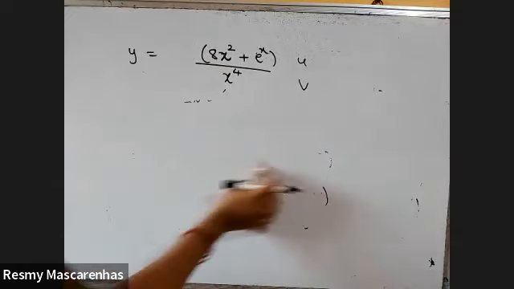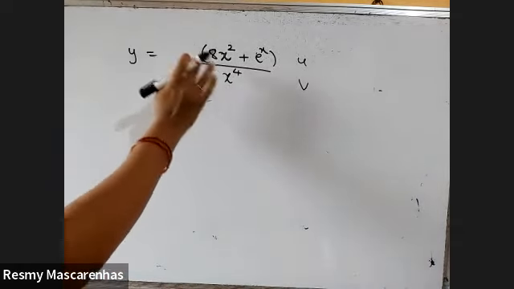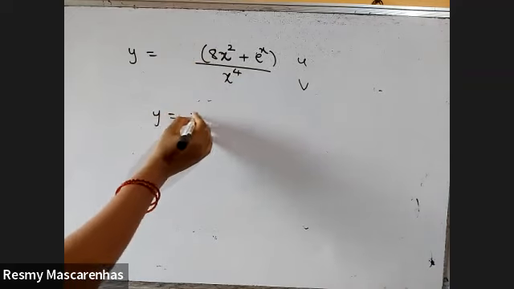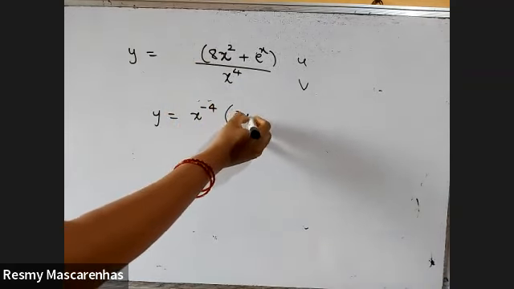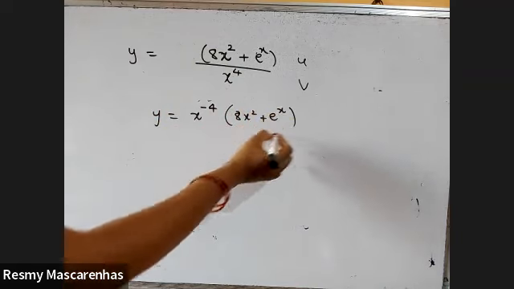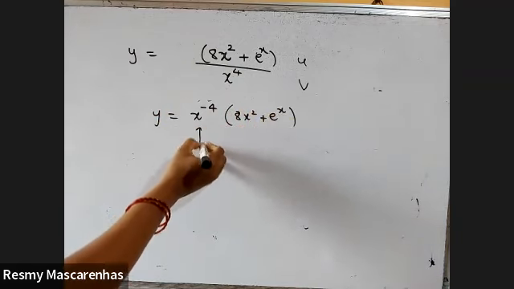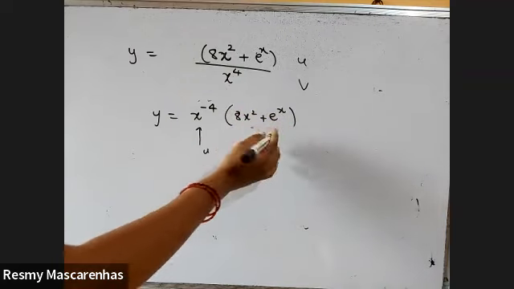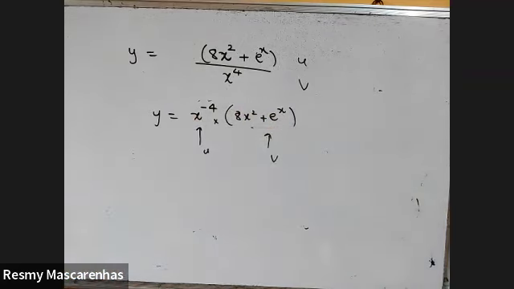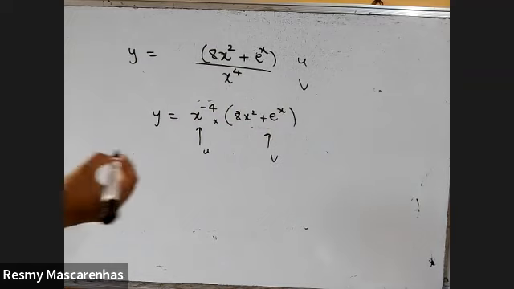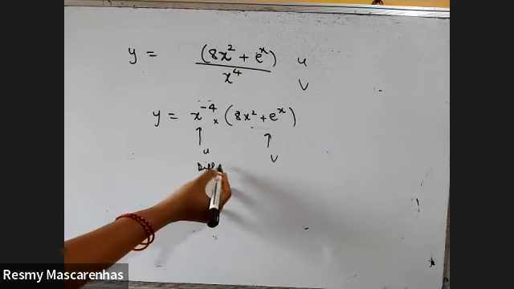Simplify means what? What I'll do is just take this x raised to 4 up. What is it going to look like? X raised to minus 4. So this is u and this is v. So in which form is it? U into v. Now take the derivative. Both ways, if you solve, you'll get the same answer.